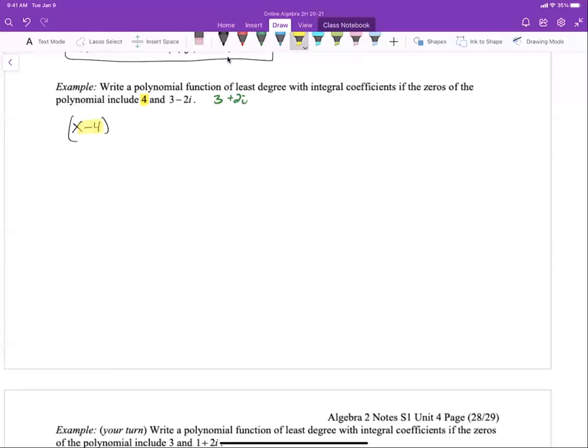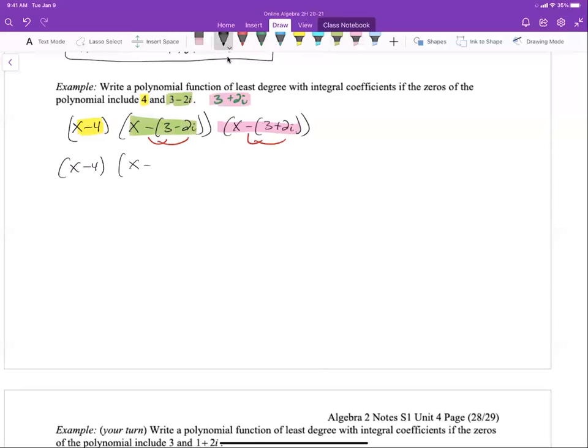And then I will take 4, and that will give me x minus 4. I will take 3 minus 2i, and it will give me x minus 3 minus 2i. And then I will take 3 plus 2i and subtract it from x, and that will give me x minus 3 plus 2i. Now I have to distribute my negatives. And let's rewrite that. x minus 4, x minus 3 plus 2i, x minus 3 minus 2i.